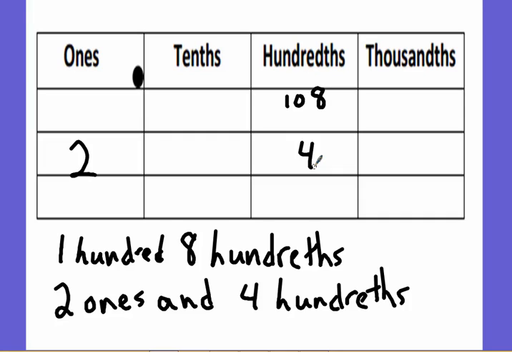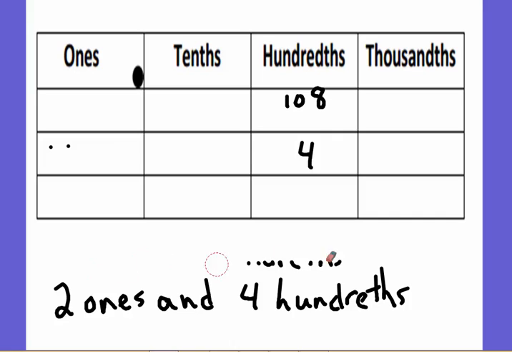So let's look at this. This one's easy to model, this 2 ones. So that's going to be 1, 2. But now, what do I need to do with this problem? Well, the 4 is going to be easy too. That's going to be 1, 2, 3, 4. But up here, what do I need to do? Well, I don't want to draw 108 little dots. So what I can do is I can regroup.